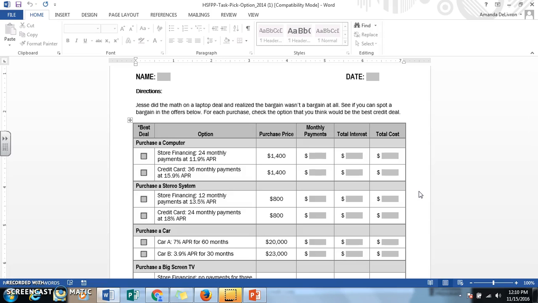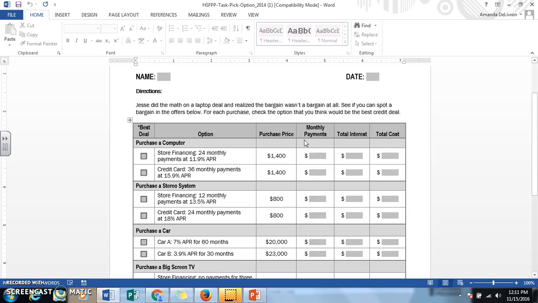I'm going to purchase a computer with you. So if we were to get store financing, they want you to do 24 monthly payments at 11.9% APR. Or if you used your credit card, you could do 36 monthly payments at 15.9 APR. And APR, that's your interest rate.